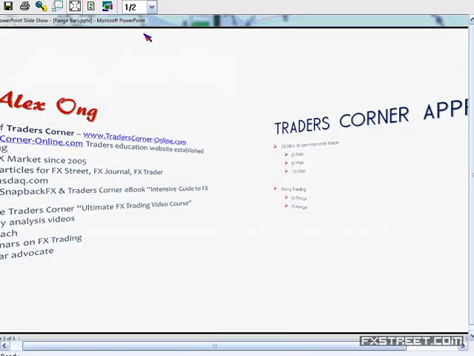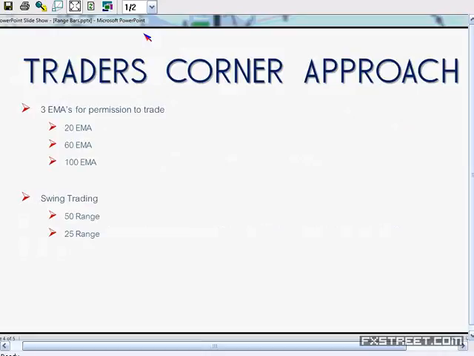Before we start looking at the charts themselves, I want to give you a brief overview of how we set up our charts and everything, because that will save some questions for later, if that's okay with you guys. So obviously we're talking about range bars here.